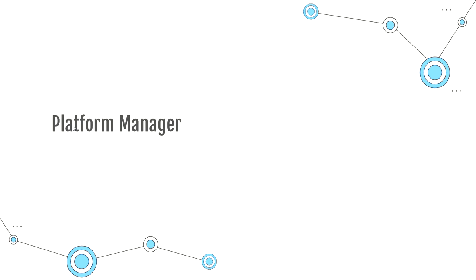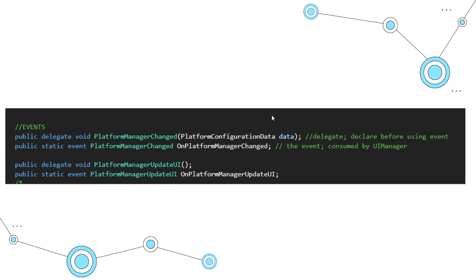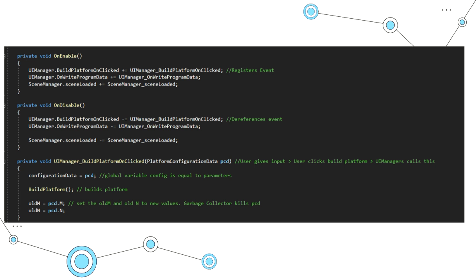Okay, so now we can talk about Platform Manager. Again, we have delegates and event declarations. Again, we need events to be declared and created, then we need events to be received and handled by other scripts. So here we are declaring two events, which are on Platform Manager changed, and on Platform Manager update UI. At the top we have on enable and on disable. Those are always going to be there if we're registering events and dereferencing events.